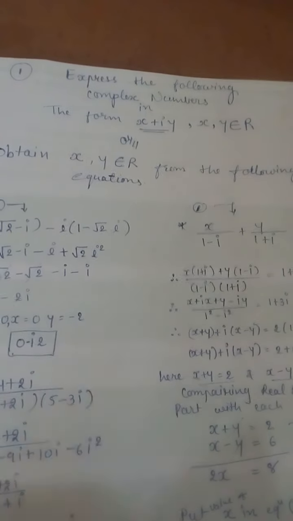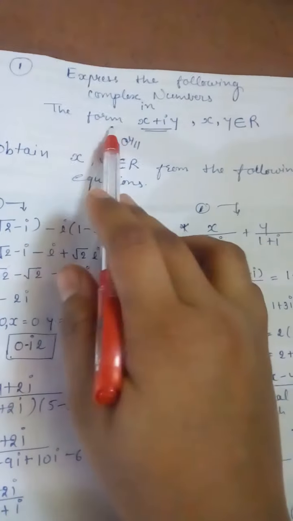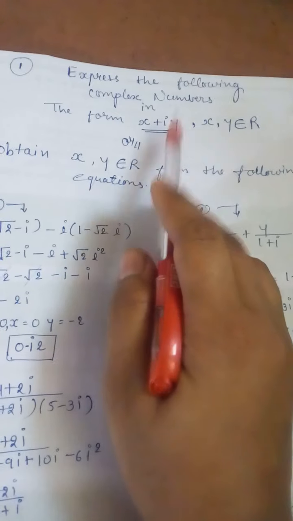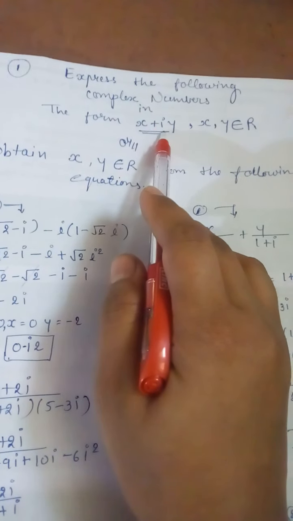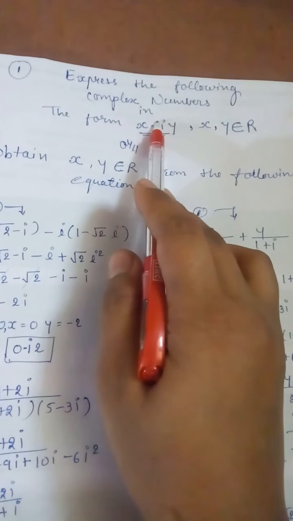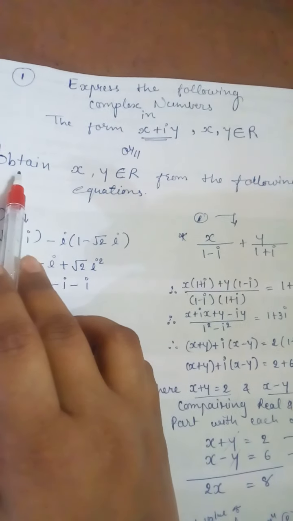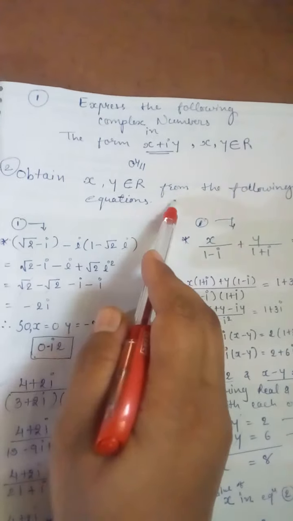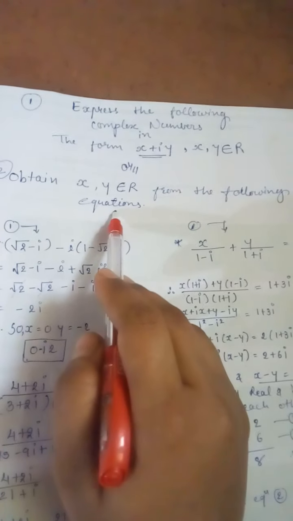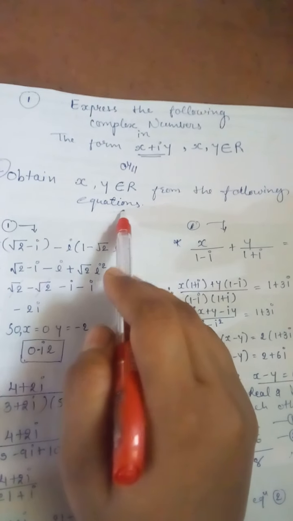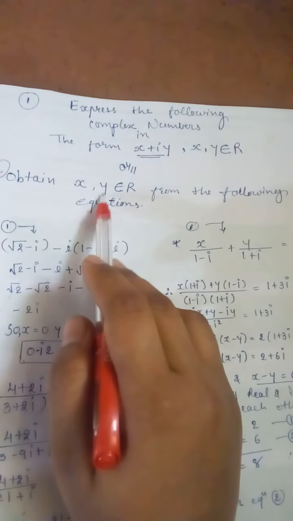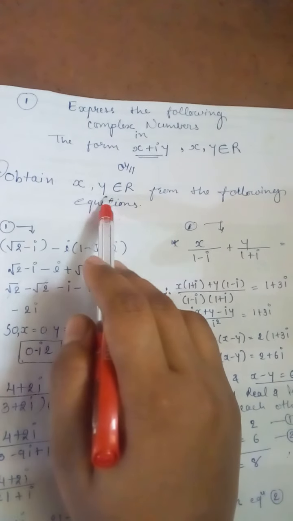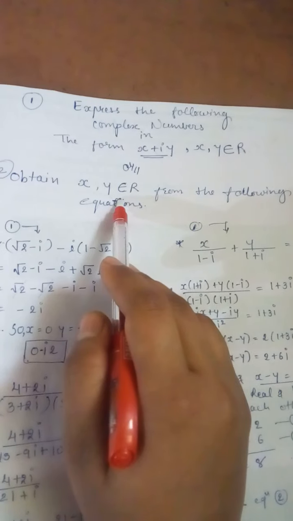If a question asks for a complex number in the form x plus iy, then the answer will have an imaginary part. Whereas if you are asked to obtain x, y from the following equation, meaning from the question you need to find x and y, there will be no imaginary part present in the answer. This thing you need to remember.